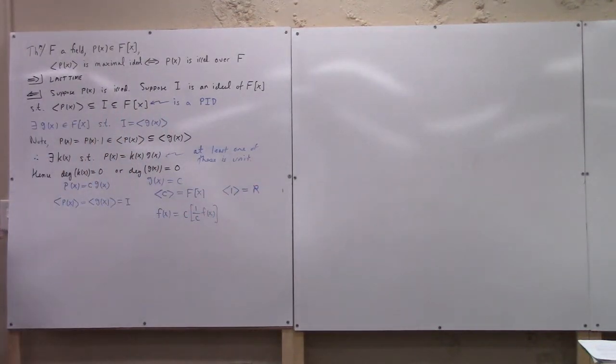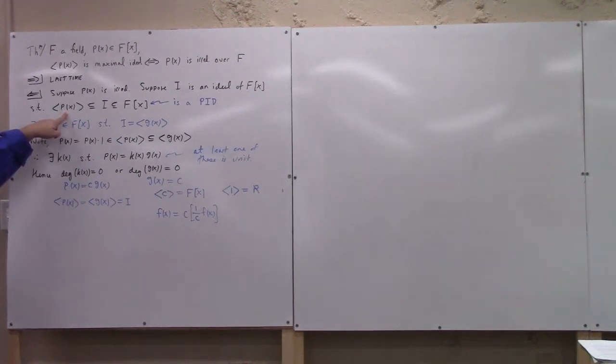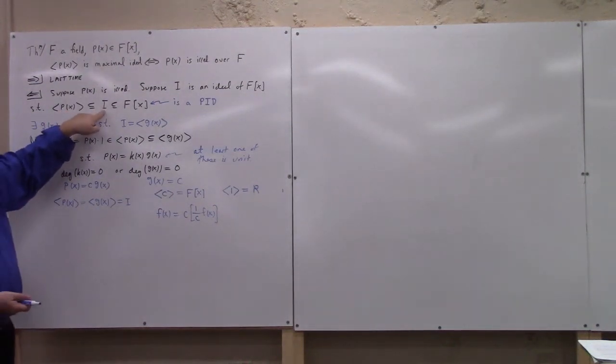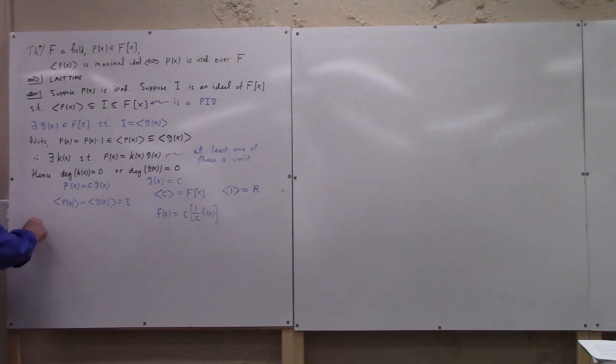So that proves maximality. Because either the ideal in between P of x and the whole thing is the ideal generated by P of x again, or it is equal to the whole ring, and that's what we need for this to be a maximal ideal. There's no ideal properly contained between the whole ring and that ideal, so it's maximal. Okay.